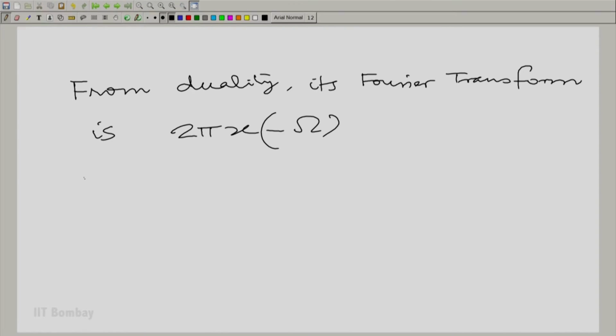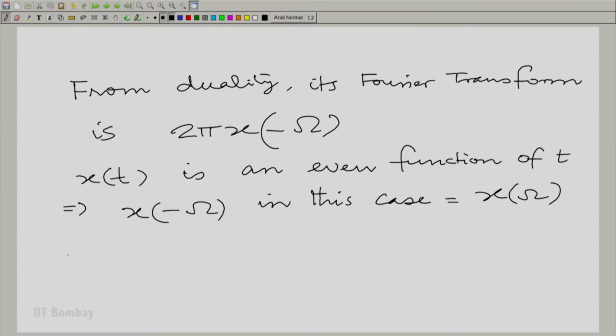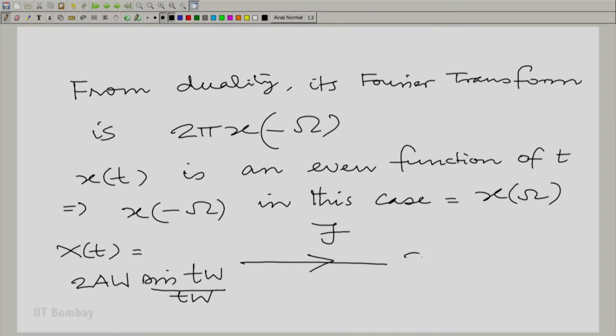So, from duality, its Fourier transform is 2 pi small x evaluated at minus omega. Now, you see x(t) is an even function of t. Therefore, x of minus omega in this case is equal to x of omega, and therefore the Fourier transform of capital X(t) described by 2aW sin tW by tW is 2 pi small x of omega itself. So, essentially the same kind of a Fourier transform, that means essentially a rectangular pulse, but in the frequency domain, but with a scaling, a multiplication by 2 pi. That is not difficult to handle.